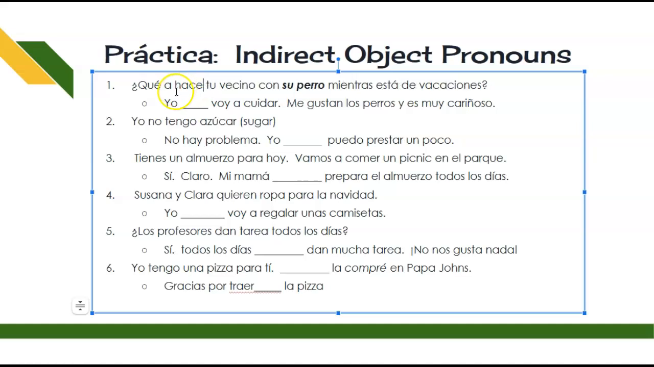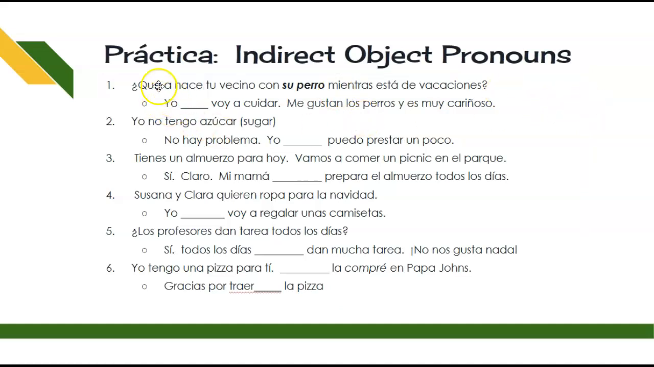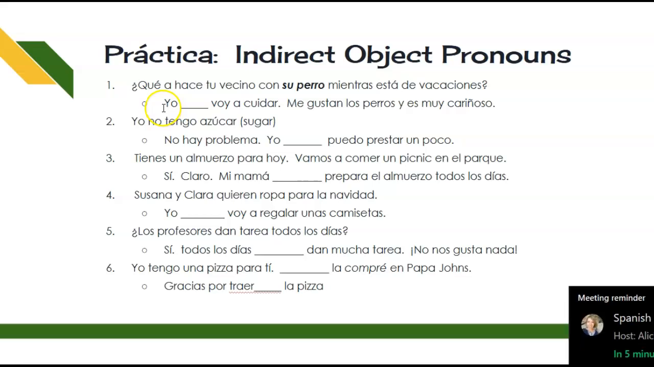¿Qué hace tu vecino? Bueno, ¿qué hace tu vecino con su perro mientras está de vacaciones? So, hacer, remember, is to do or to make. So, what is your neighbor, tu vecino, going to do with their dog? Mientras means while. Está de vacaciones, while he's on vacation. ¿Qué hace tu vecino con su perro? Oh, and then you're going to say, well, I'm going to take care of him. Who are you going to take care of? The dog. Yo le voy a cuidar. Me gustan los perros. Y es muy cariñoso. Like, I can say his is. El suyo es muy cariñoso.